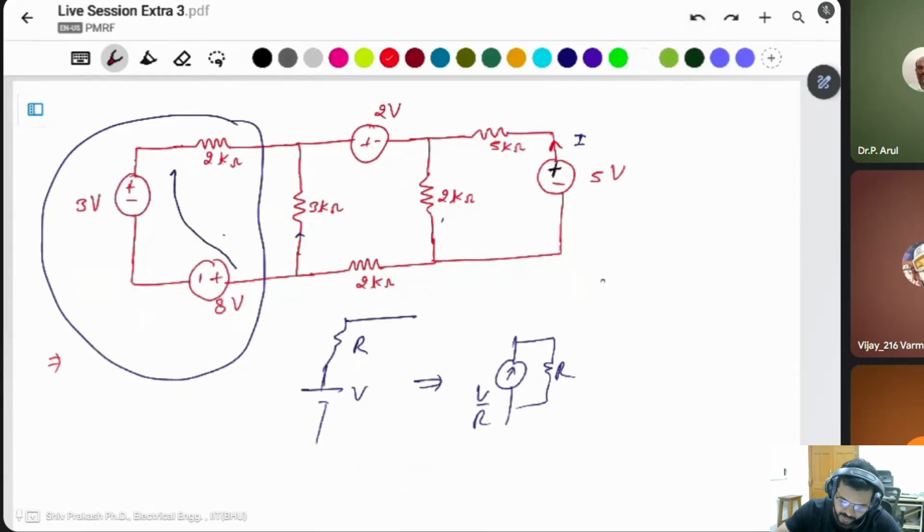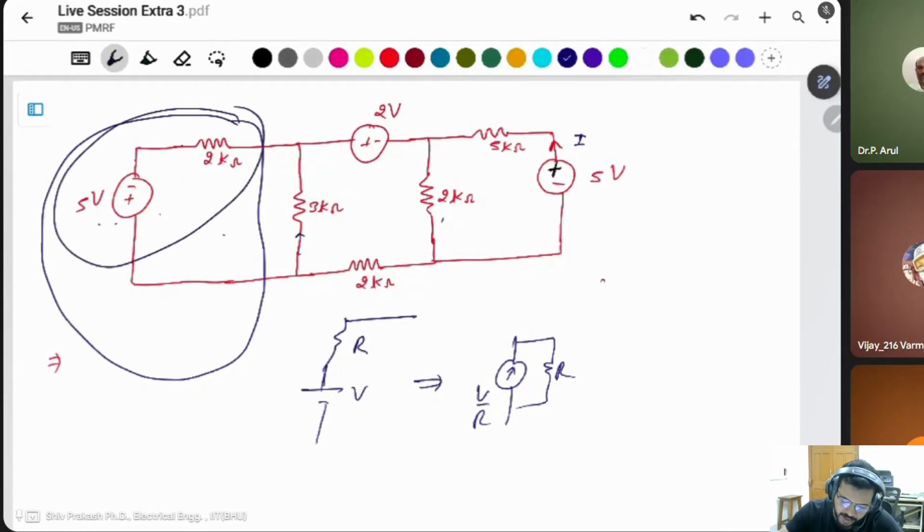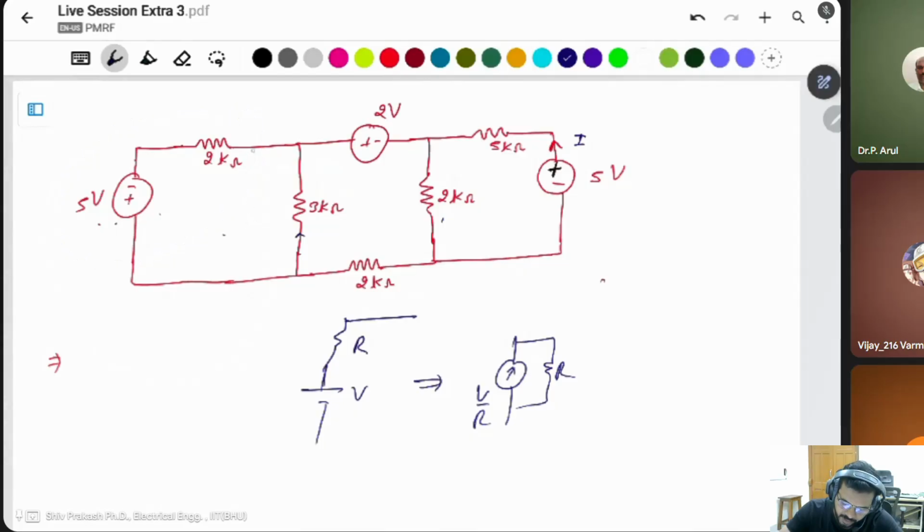This one is more negative than that one, that's why this sign comes first. That's why 8 minus 3 is 5 volt. I write actually minus plus, 5 volt. Then you can transform this one: 5 by 2 is the current, written as a current source directed according to the positive side. This will be 5 by 2, and this resistance of 2k comes in parallel.